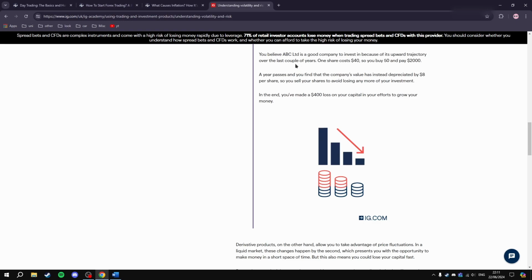Example: you believe ABC PLC is a good company to invest in because of its upward trajectory over the last couple of years. One share costs $40, so you buy 50 and pay $2,000. A year passes and you find that the company's value has instead depreciated by $8 per share. So you sell your shares to avoid losing any more of your investment. In the end, you've made a $400 loss on your capital in your efforts to grow your money.